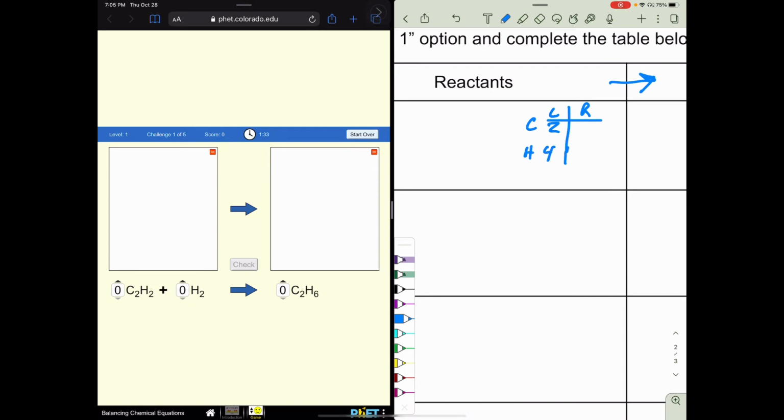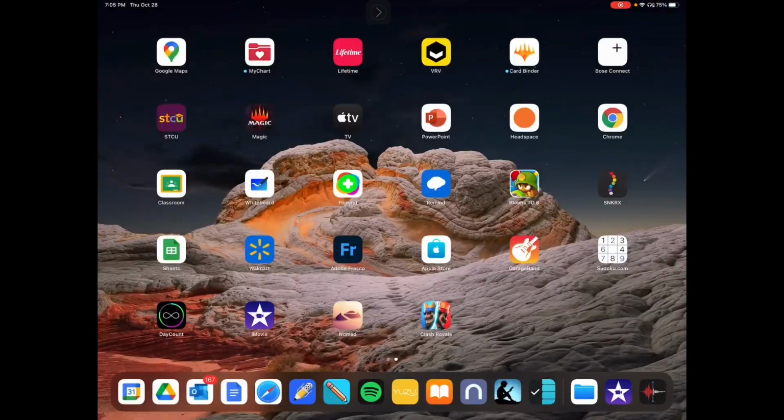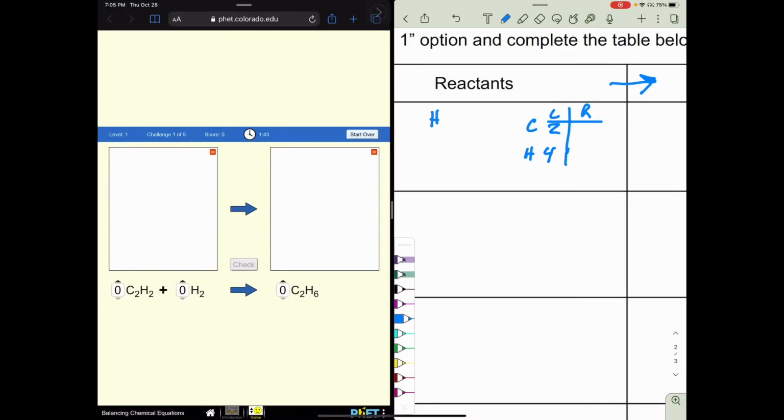4 hydrogens. If you remember, the little 2 is how many of whatever element it's under there are. So this equals 2 hydrogens. Okay, on the right side, we have 2 carbons. So that is balanced. That is balanced.